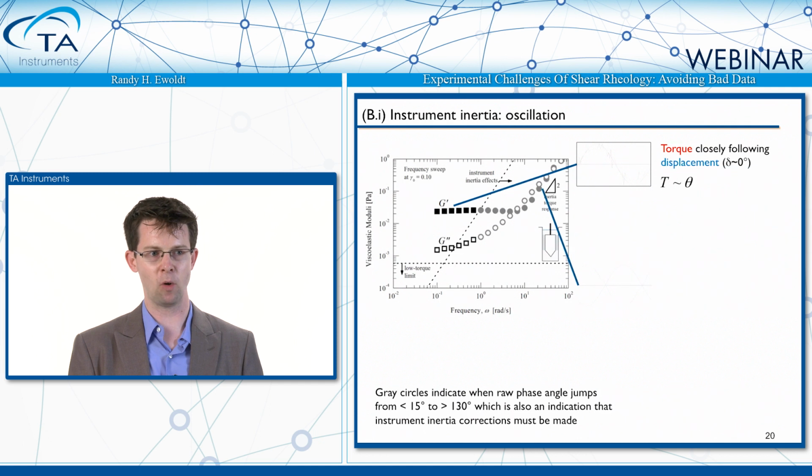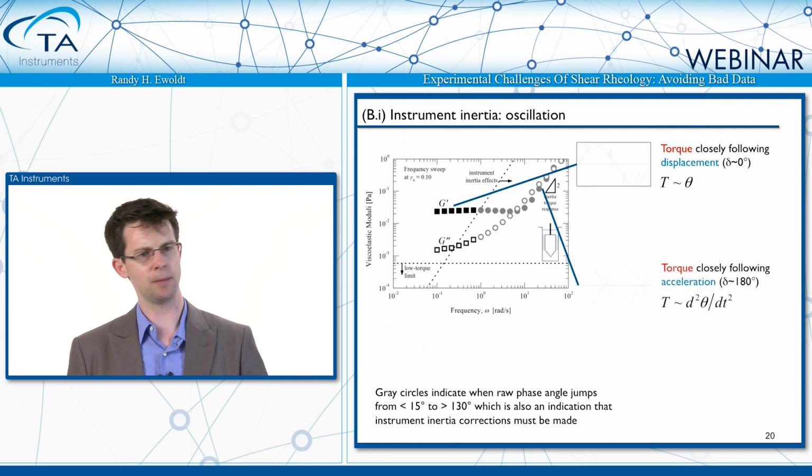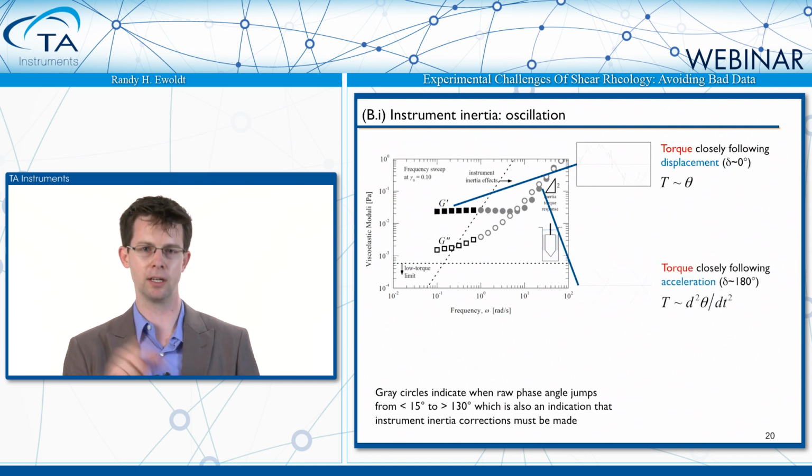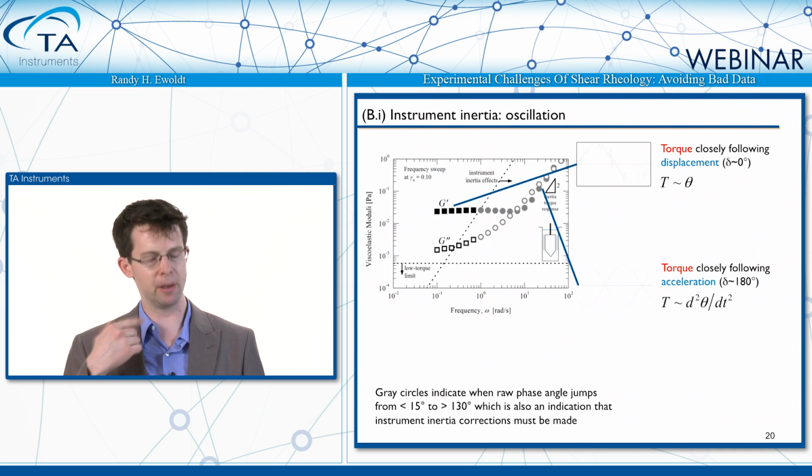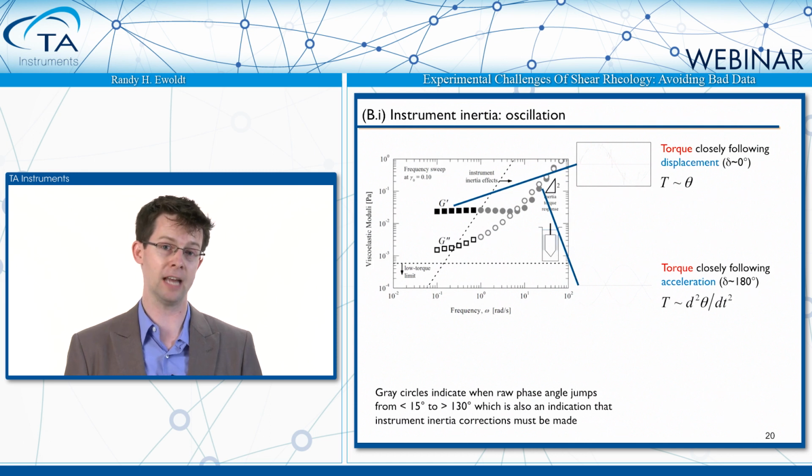But if you look into the point data over here, you see something very different. You see actually the torque signal looks like it's completely out of phase with the displacement signal. The better way to think about this is that the torque signal is almost exactly in phase with the acceleration. The second derivative of displacement would make it flip by 180 degrees of phase. And because it's tracking with the acceleration, acceleration is dominating. And you can subtract that out to some extent, but not completely.